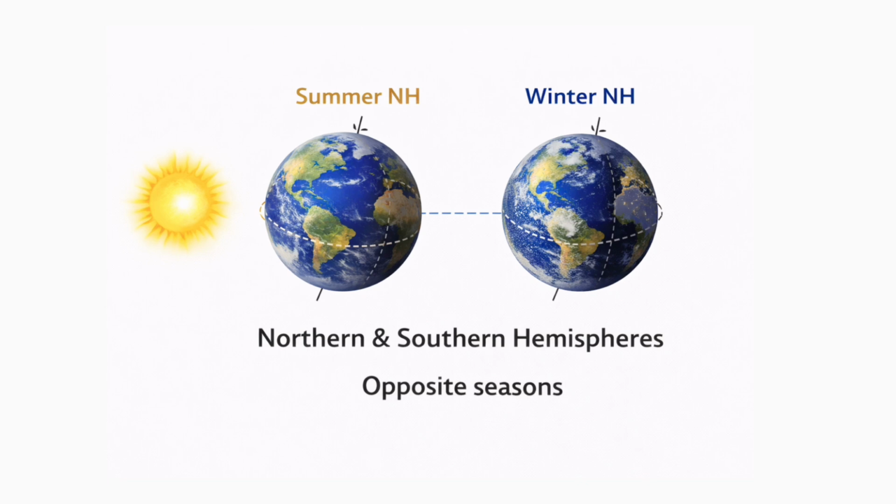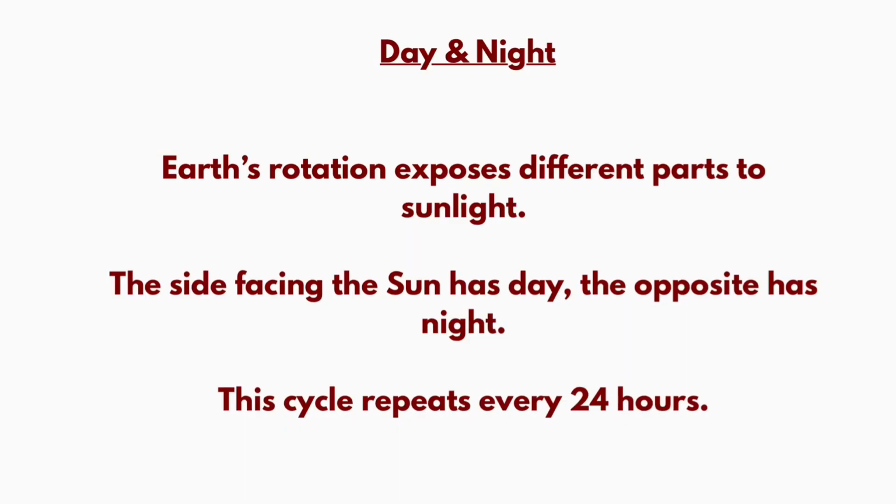Why does day and night occur? Day and night are caused by Earth's rotation. The side of Earth facing the sun experiences day. The side away from the sun experiences night. As Earth keeps rotating, day turns into night and night into day. So in simple words, Earth's spinning causes day and night.